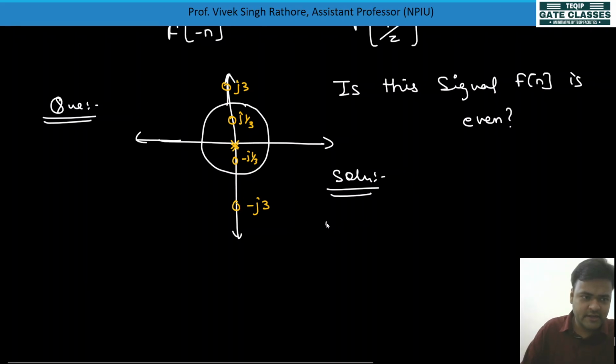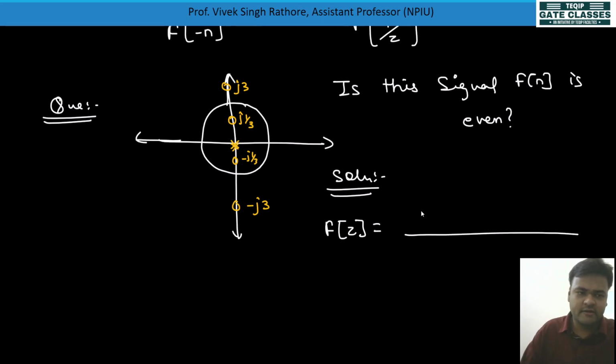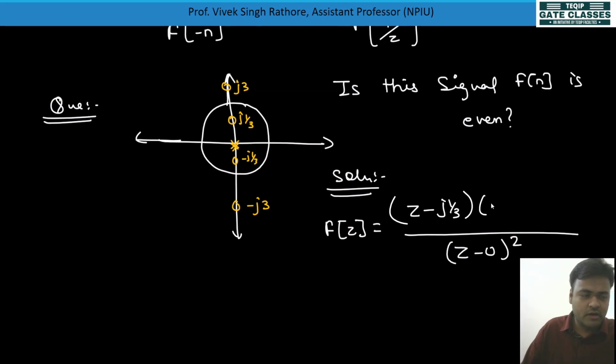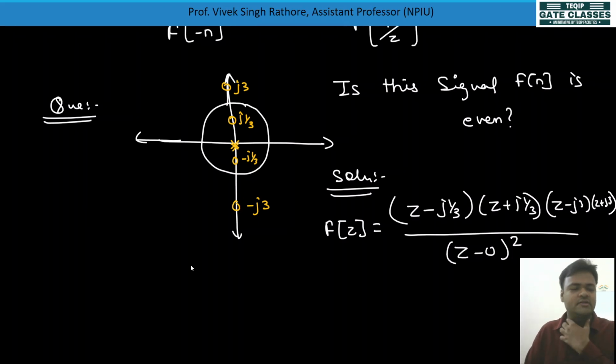So we can write this equation as f of z equals, see, poles are written at the downside and zeros are on the upside. Poles are at 0, so z minus 0, and there are 2, so the square will be written. Zeros are at j 1 by 3 and minus j 1 by 3, so we can write z minus j 1 by 3 and z plus j 1 by 3. And next z minus j3 and z plus j3. This is the mathematical expression for this pole zero plot.